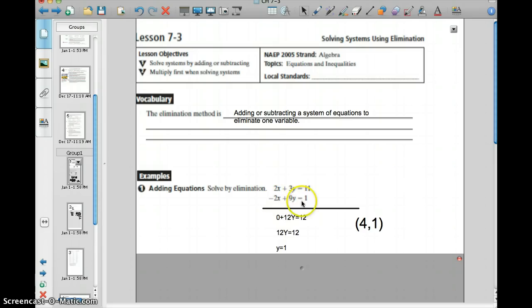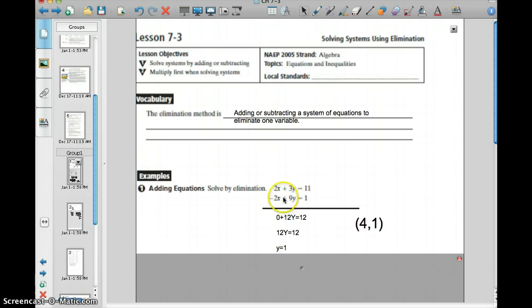And I can quickly check it with the second one. If x is 4, that leaves me with negative 8 plus 9, because y is 1. Negative 8 plus 9, guess what that gives me? Positive 1. So there's my quick check. My answer to this system is 4, 1. So what do you think of elimination so far?